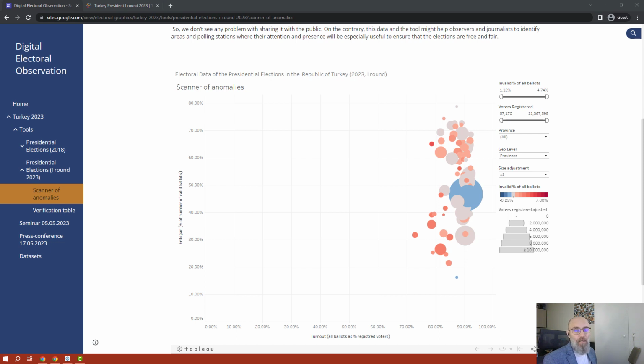Now the ballots on the polling stations of Turkey are going to be counted, and in upcoming days the results will be declared. I think in these circumstances the actual data by precinct, or as they call it, by ballot box, should be published and should be shared with the public, and of course to ensure free and fair elections.